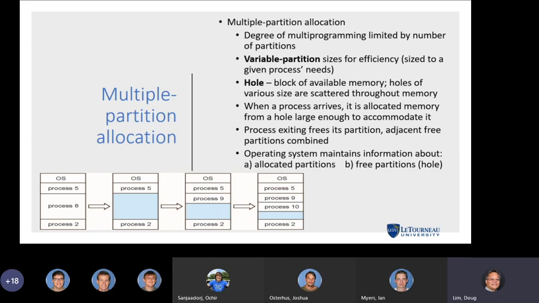We can see here one example: processes 5, 8, and 2, and then process 8 completes, which leaves a hole in memory at that location. Process 9 comes in and takes a portion of that, leaving a smaller hole, and then process 10 comes in and leaves yet another smaller hole. I've used the term hole, which is a block of available memory. And you can see that over time, as processes come in and out, your holes would be scattered throughout memory.